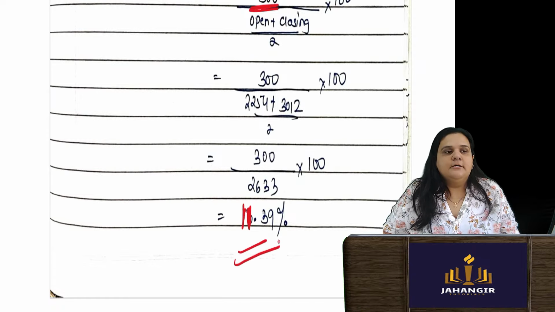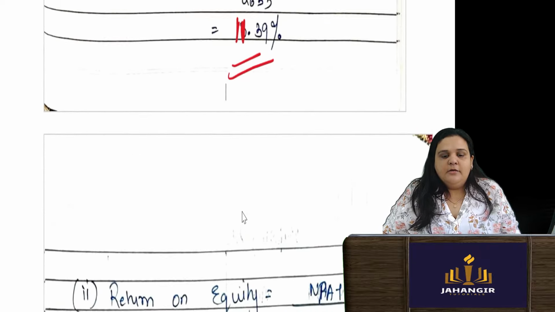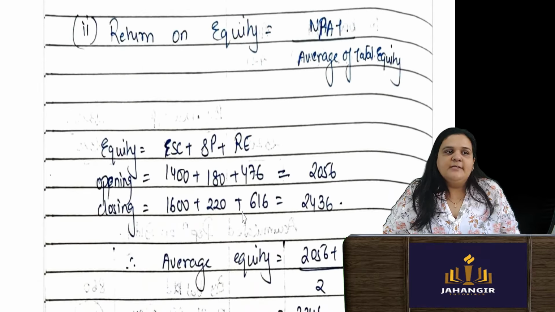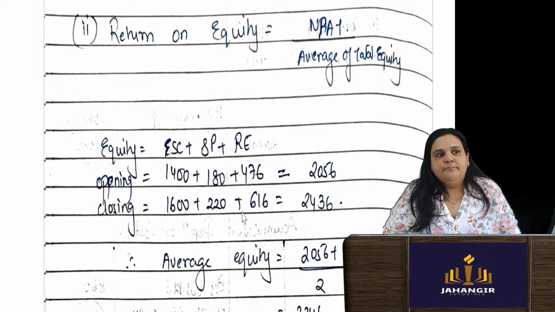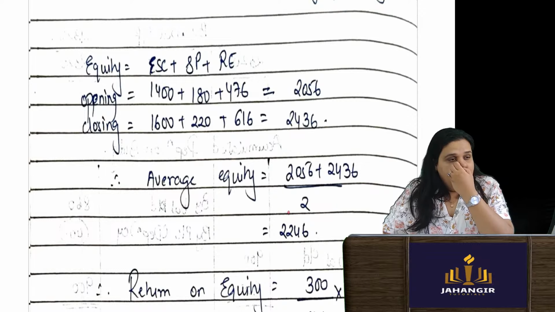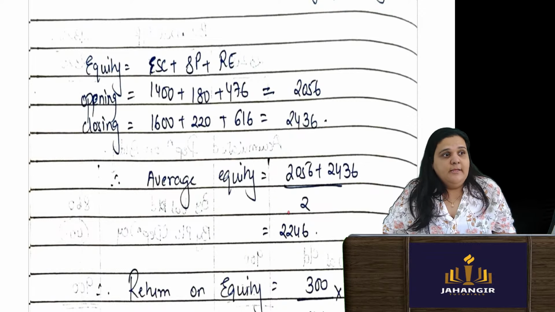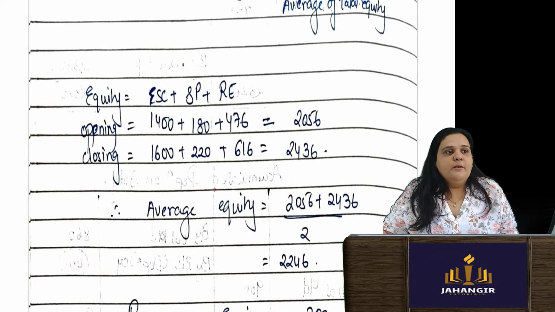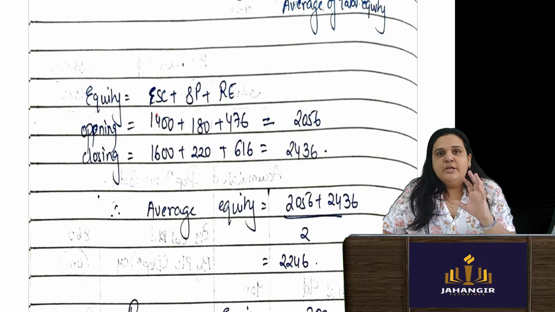11.39% return on total assets. Okay. Return on equity: net profit after tax upon average of total equity. Net profit after tax, I know it is 300. But what is the average of equity? Equity will be everything belonging to the shareholders, no?